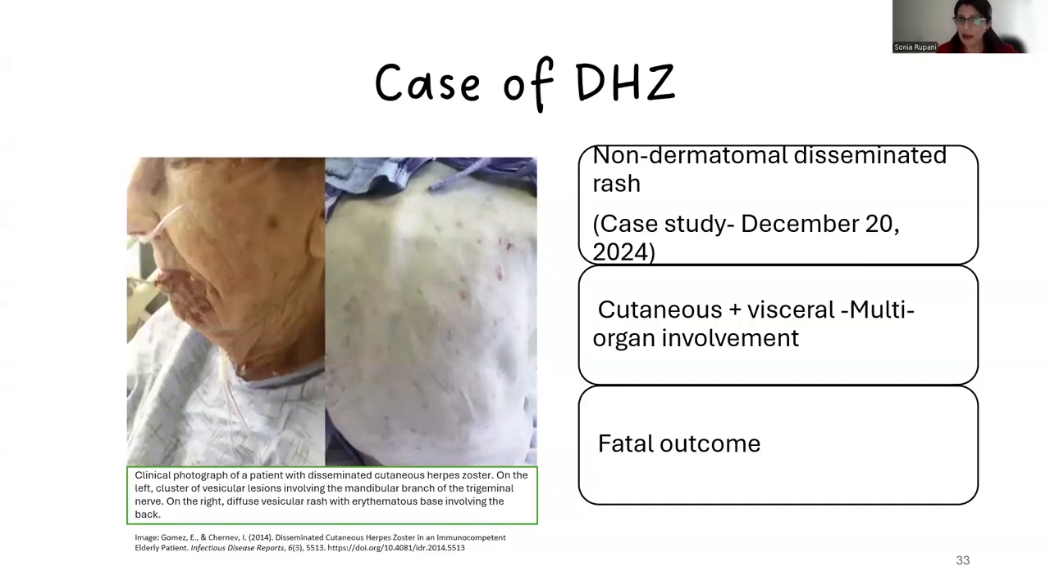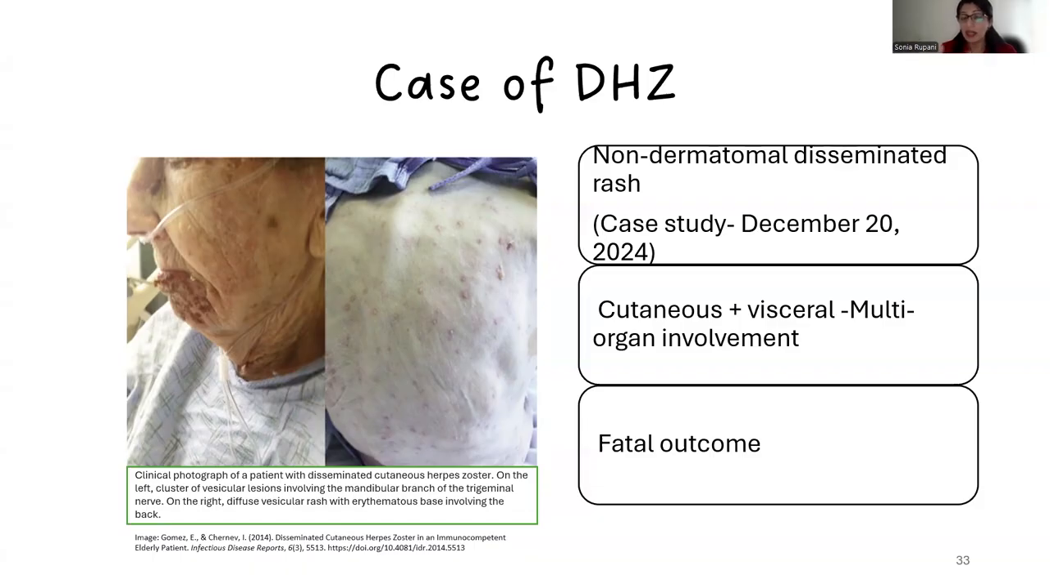This was a case that I read, published not too long ago, December 20th, 2024, where they described a patient in her 90s, so advanced age. She came in to the ER with 4 days of cough and some mild confusion, was diagnosed with pneumonia, and then because of the confusion, had a workup and was found to have encephalitis.